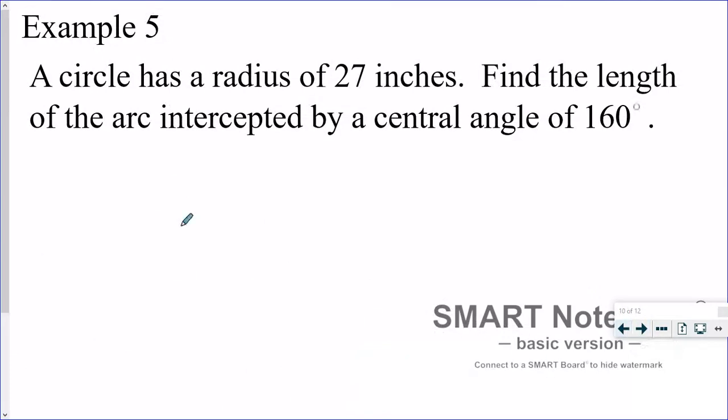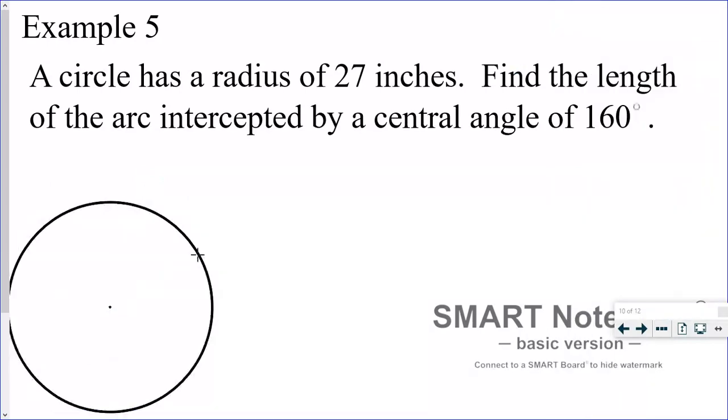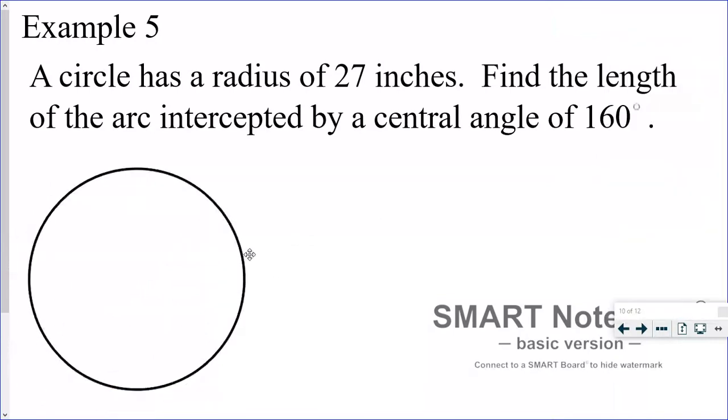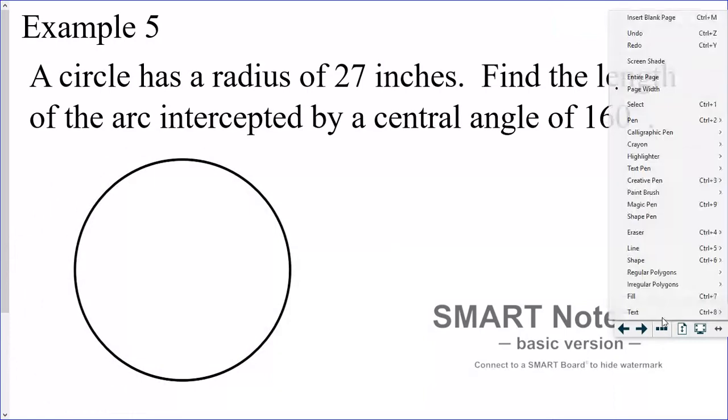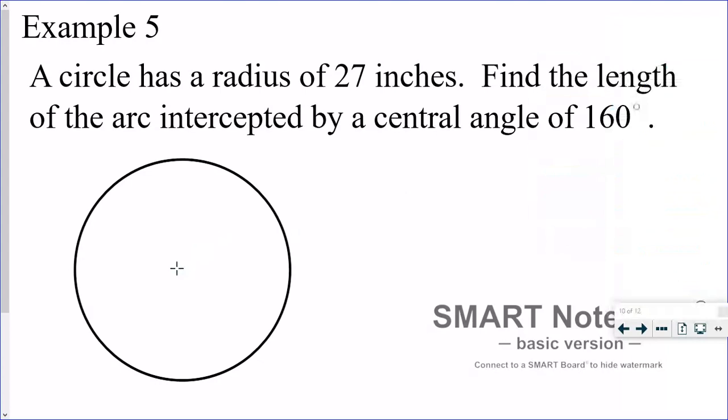Okay. So now we're going to talk a little bit about arc length and the angle that intercepts them, etc. You have some of these on your Delta Math. And so let's do a circle. It tells us here that we have a circle with a radius of 27 inches.